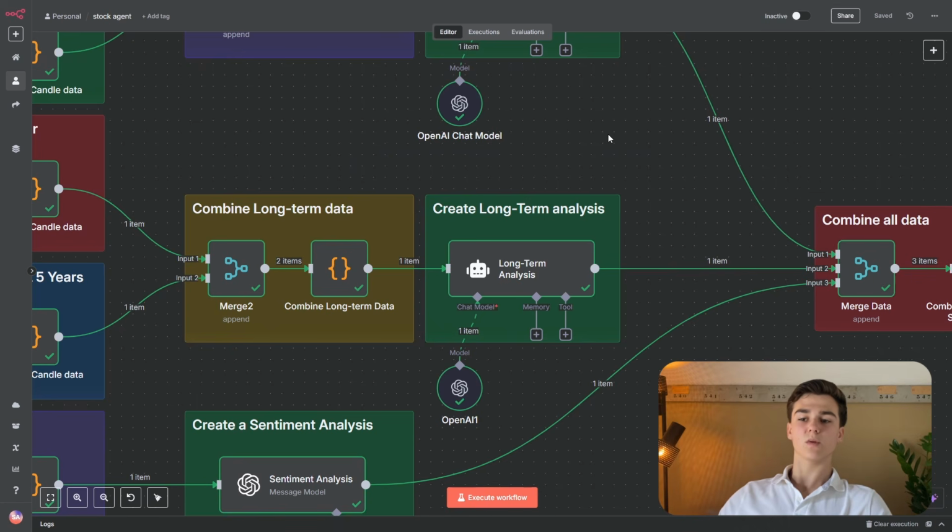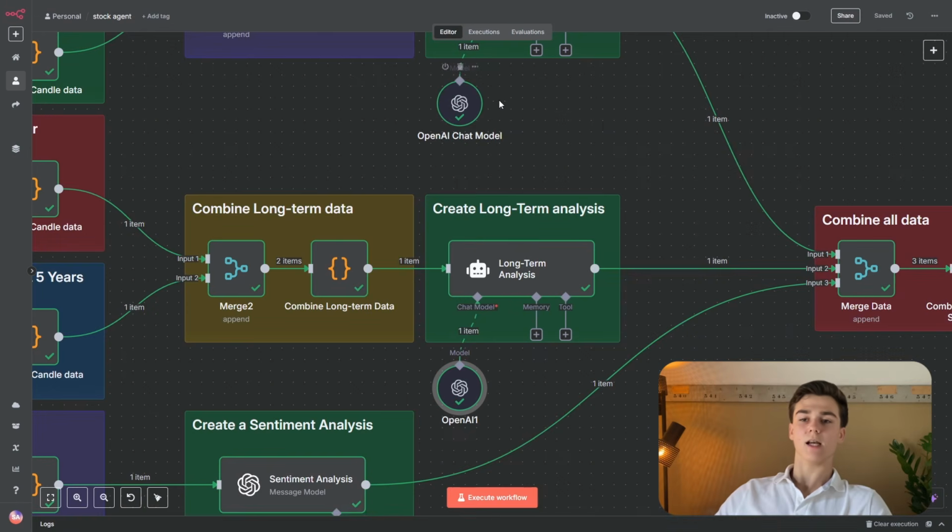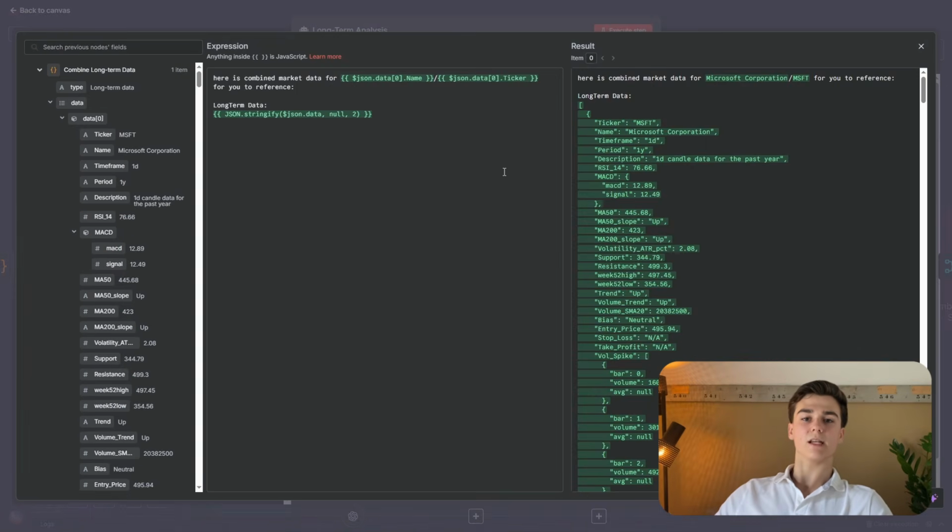After the code node, we will send the data to an AI agent. So here in the AI agent, we will first have to add our chat model, and this chat model will be GPT 4.1, exactly as with the short-term analysis. And in the AI agent itself, we will first add a user message. So in this user message, it will also be, here's combined market data for Microsoft Corporation and MSFT. So this will be the ticker and the name. And then for the long-term data, you have to do it as a stringified JSON. So you can just copy this expression in here.